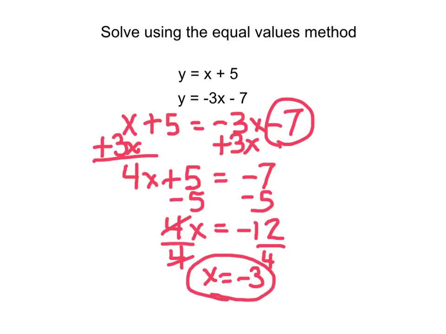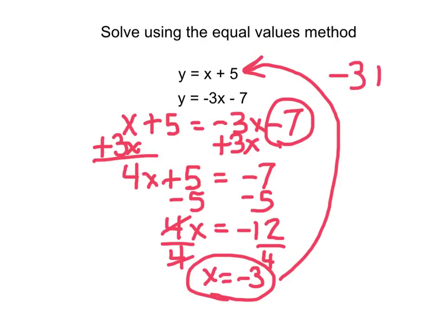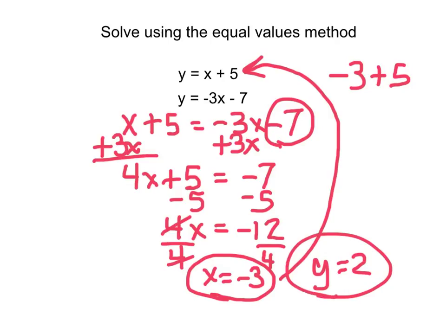Remember, we're looking for the point of intersection. That means we need to have a y value as well. So I'm going to plug this number back into one of the equations. I think I'll use the first equation. y is going to equal negative 3 plus 5. That's positive 2, so y is going to equal 2. Our solution is the ordered pair negative 3, 2.